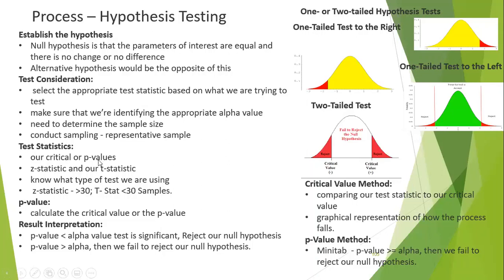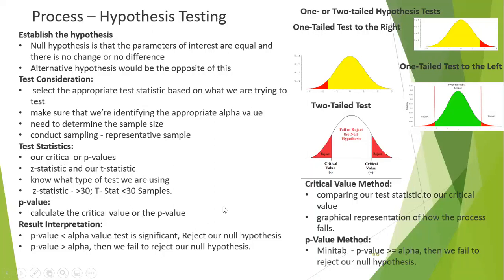One is the p-value, and the z statistics and the t statistics. Know what type of test you are going to use. If it is a z statistic, if the sample is more than 30, you are going to use z. And if the sample size is less than 30, you are going to use the t test. Z testing or t testing, whichever you are going to use. And as I told you, the p-value is important. Calculate the critical value of the p-value.